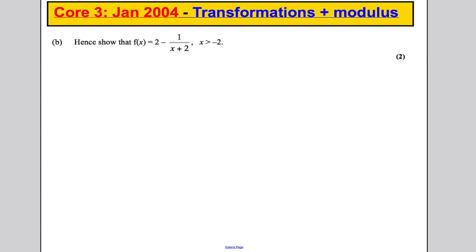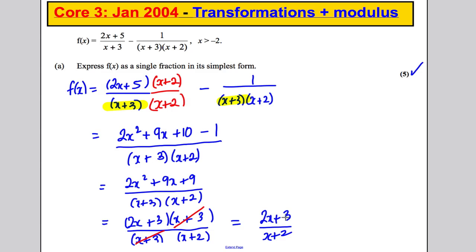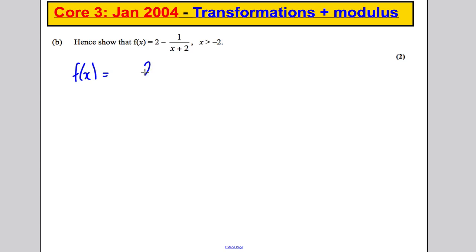Next part. Hence show that f of x is equal to this. Well, we've just shown that f of x is equal to 2x plus 3 over x plus 2. How could I show that f of x is also equal to this? Well, there's a way of doing it algebraically, which I'll do down the side.